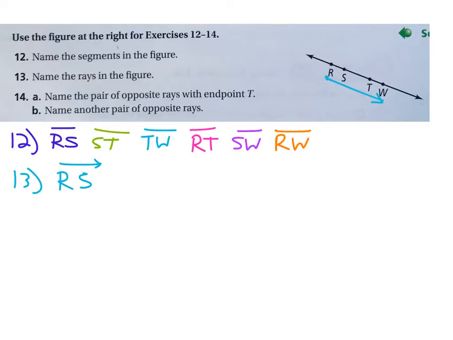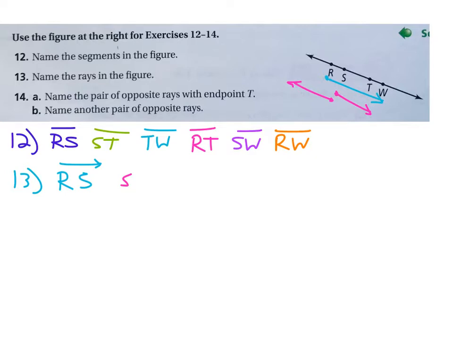And if I was to continue, I can say RT. Well, that's not unique. That's the same ray, just with a different name. So I'm not going to name it like that. What I am going to do, though, is go to the next point, and say there's a ray that has an endpoint at S along this line running in this direction, and one running in that direction. And I actually can name these both. Those are different ones because they're going in different directions from S.